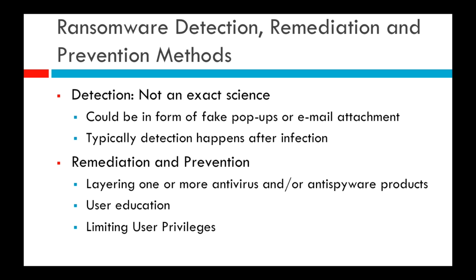Unfortunately, detecting a potential ransomware attack isn't an exact science, and most of the time an attack isn't detected until after the attack takes place. The best methods to prevent these attacks from happening are to use up-to-date AV and anti-spyware software, user education and training, and user privileges and rights.